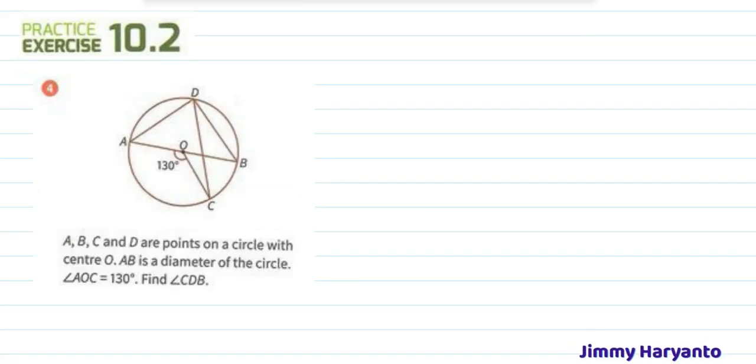Next is question 4. For question 4, we have A, B, C, D, and AB as diameter, OAC is 130. Okay, so let's take a look at these diameters. If that one is diameters, that means this one is the circumference angle, which is 90 degree. So we already know that one is 90 degree.